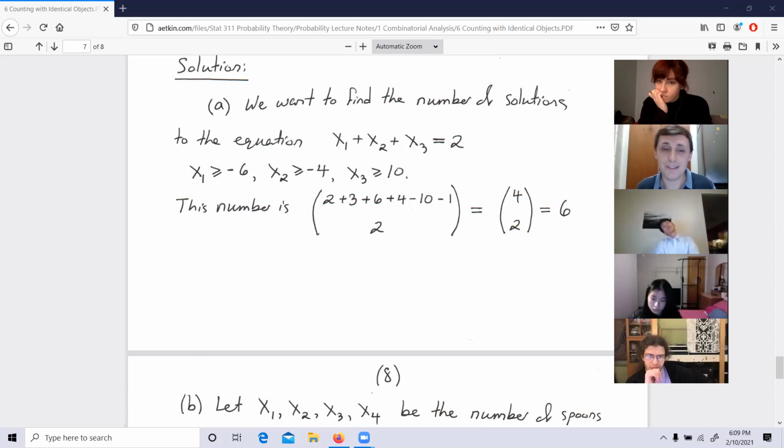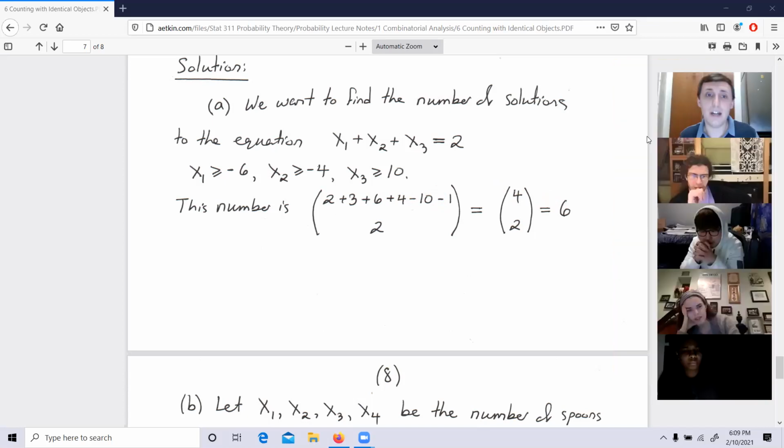Could you go over where you got those integers? With those integers, -6, -4, and 10? No, the ones that are in the formula. Right. So the ones in the formula, it's just this. Once I know that x1 is bigger than -6, x2 is bigger than -4, I just convert them to y, right?